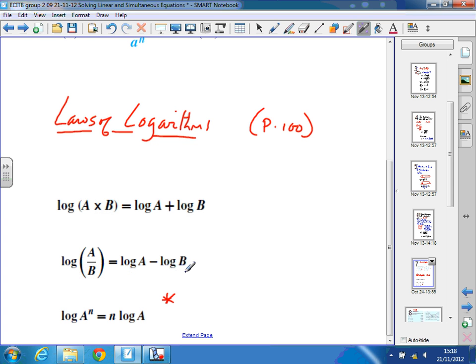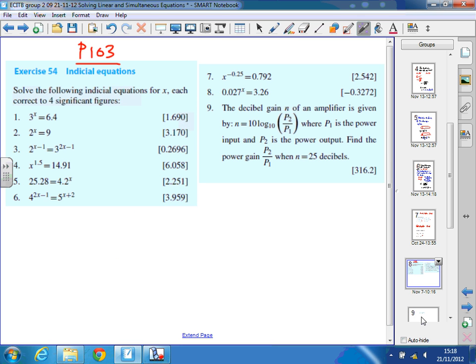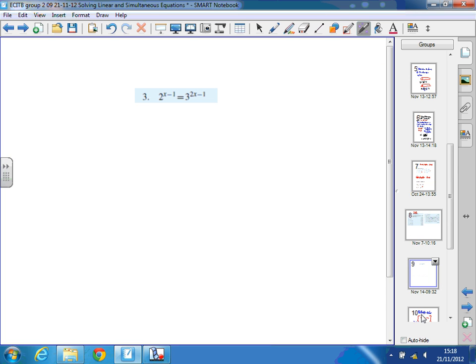We were using it to solve indicial equations, so we're looking at some examples like this. It's out of the textbook, page 163, or 103? And this was one of the ones in there. So let's just have a look at one of these, just for George, because he was away, and remind ourselves what we were doing. So what's the first step in solving something like this?